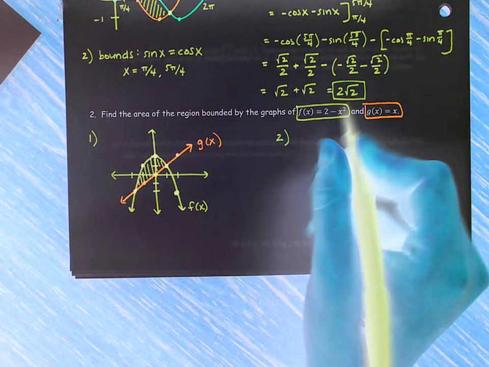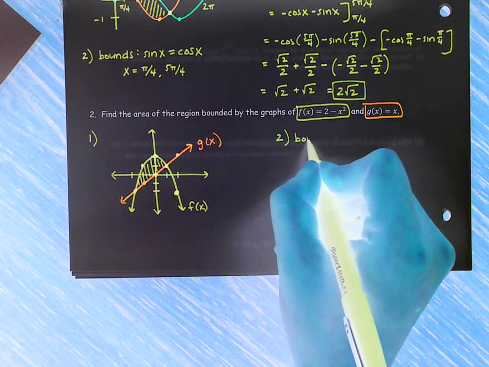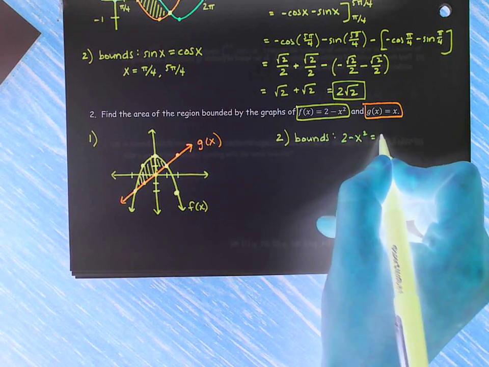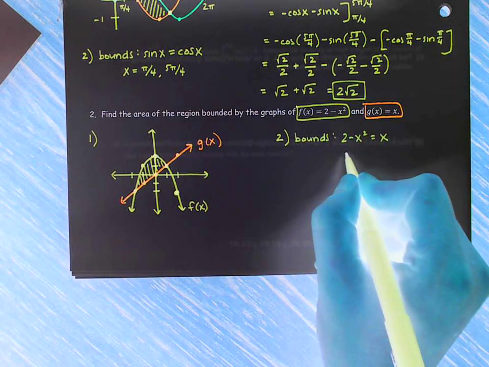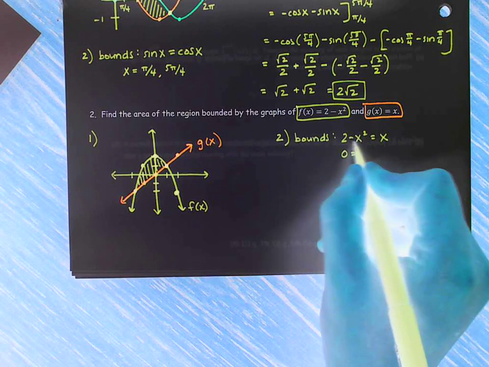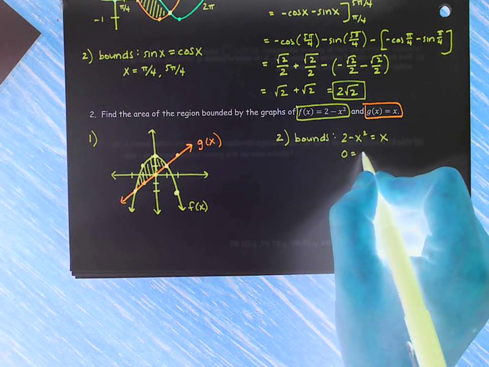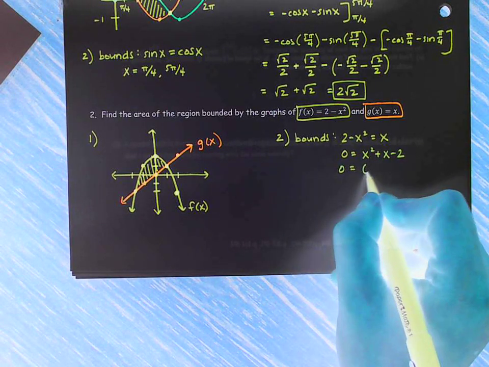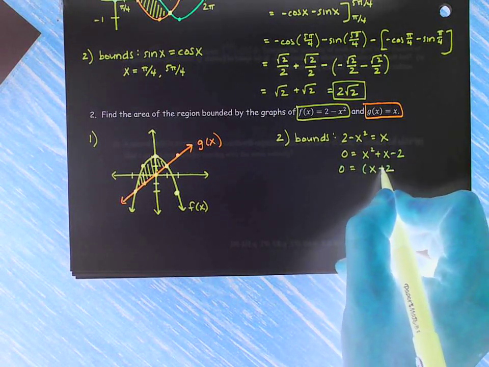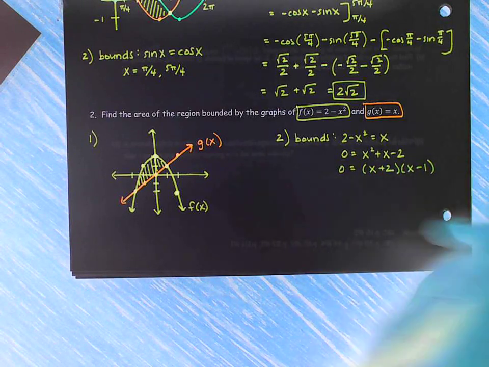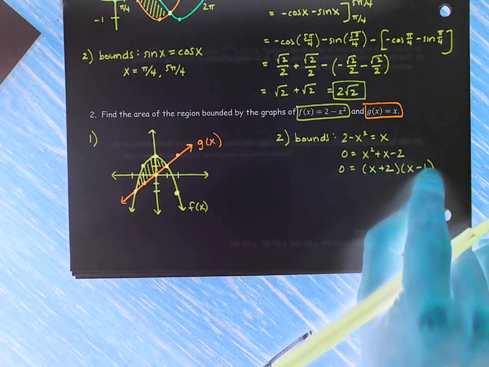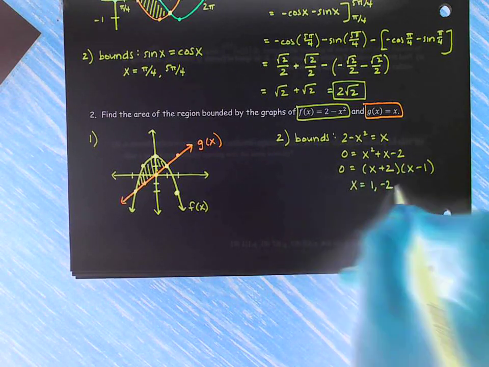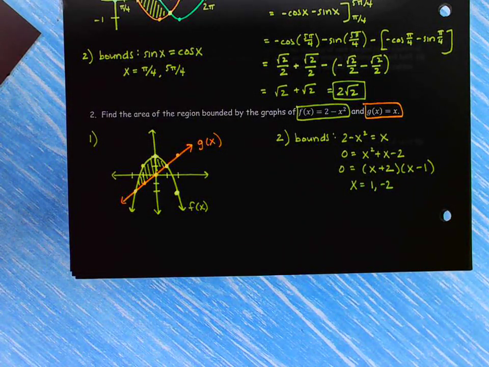So if I want to find the bounds or the intersection points, I'm going to say, when does f of x equal g of x? I'm going to get everything onto one side. I like to get the leading term positive, so I'm going to move everything over here. So I'm going to have x squared plus x minus 2. And if I factor that, I'll get an x plus 2 and an x minus 1. I'm looking for two numbers that multiply to negative 2 but add to a positive 1. So I can see that my bounds are going to be at 1 and negative 2, which is exactly what we would have gotten from the graph.